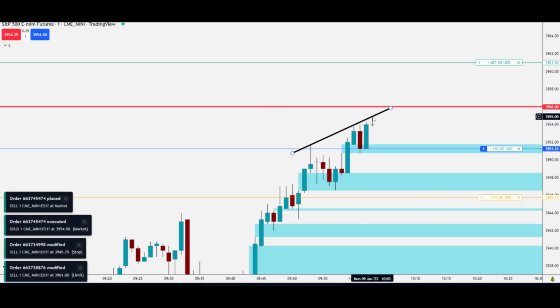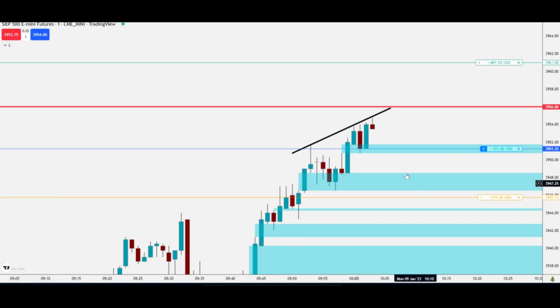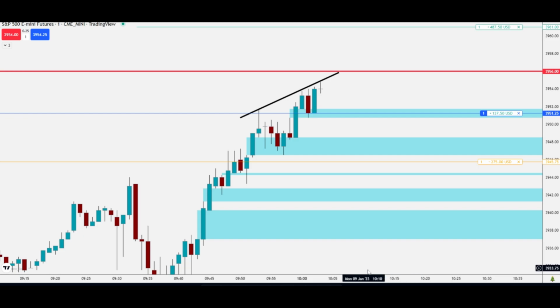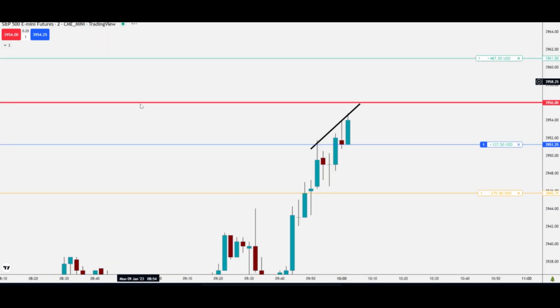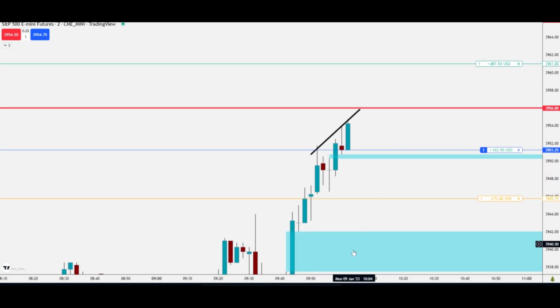Now I want to see it push through here. I don't want to see it reject again. If it rejects again, then that's a 3 push pattern, and it's probably going to go down, set a low, and might come down below here. Let's go to the 2 minute chart and see what it looks like. Yeah, it looks good on the 2 minute chart.